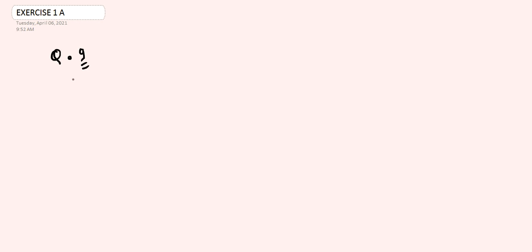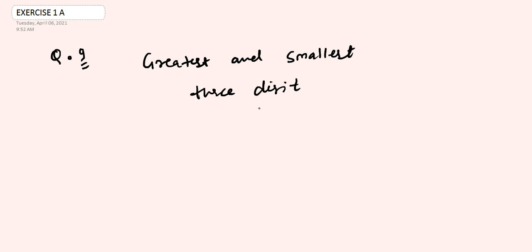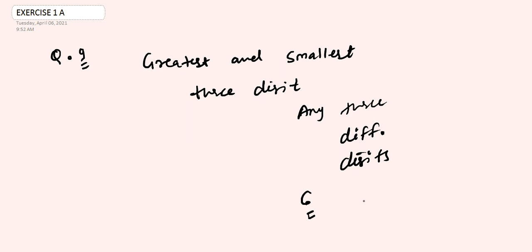Question number 9 is given. Form the greatest and smallest 3-digit numbers using any 3 different digits, with the condition that the digit 6 is always at the unit or ones place.